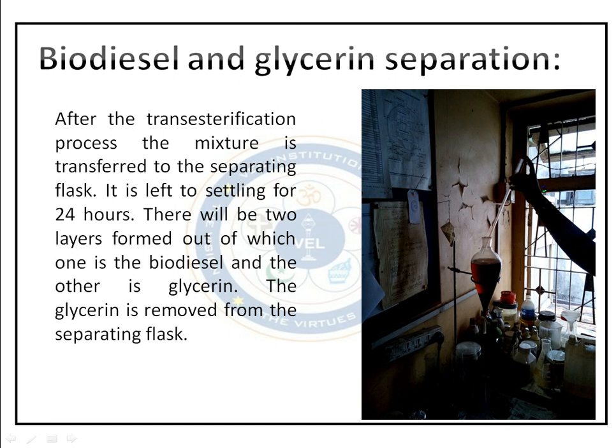Biodiesel and glycerin separation. After the transesterification process, the mixture is transferred to the separating flask. It is left to settle for 24 hours. Two layers will form, one of which is biodiesel and the other is glycerin. The glycerin is removed from the separating flask.